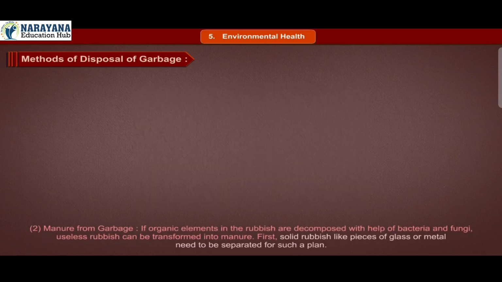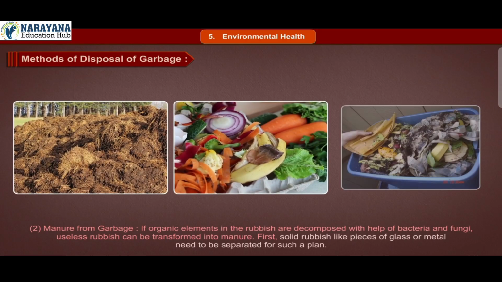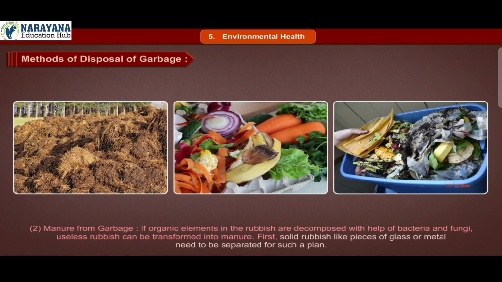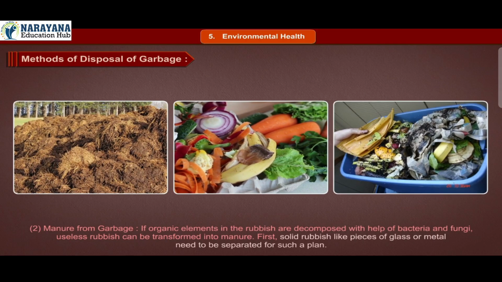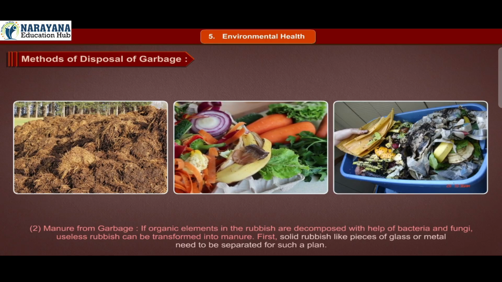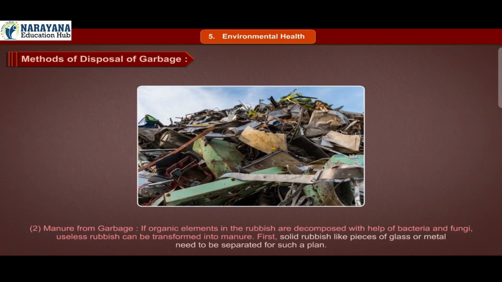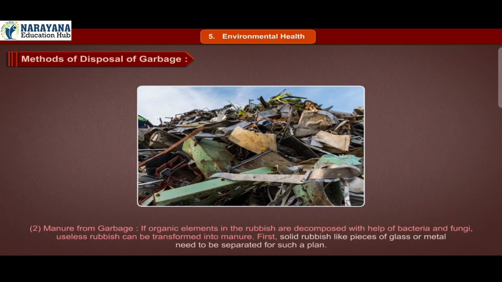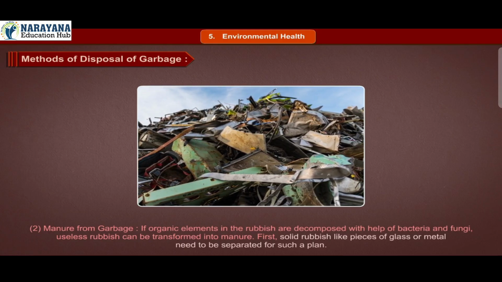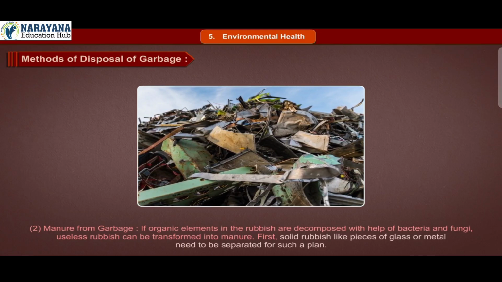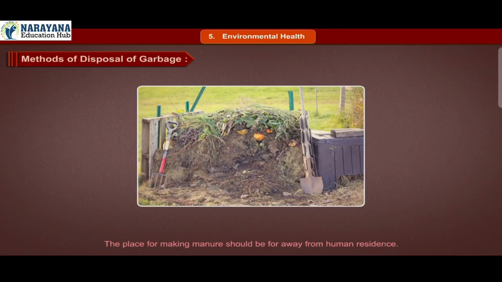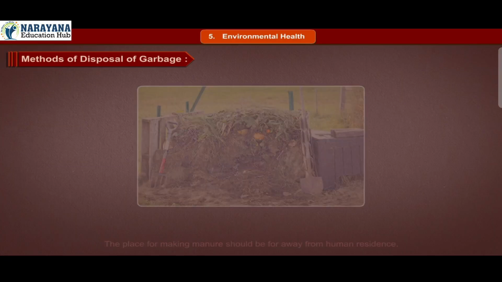2. Manure from garbage. If organic elements in the rubbish are decomposed with the help of bacteria and fungi, useless rubbish can be transformed into manure. First, solid rubbish like pieces of glass or metal need to be separated for such a plant. The place for making manure should be far away from human residence.